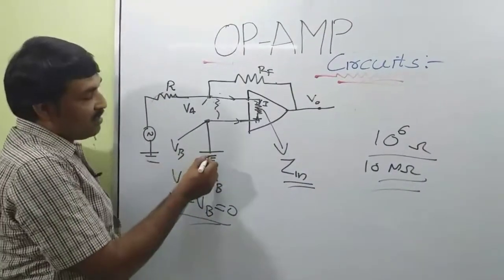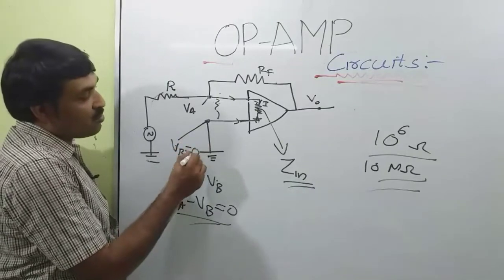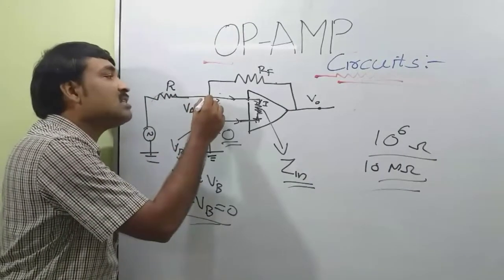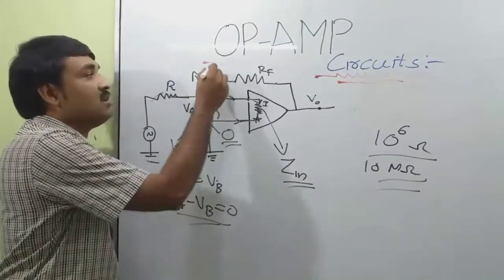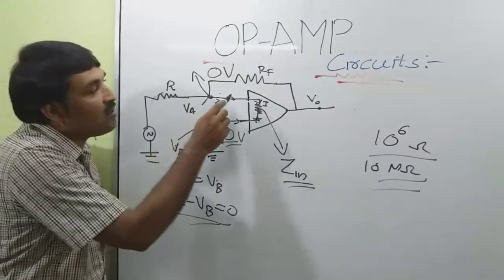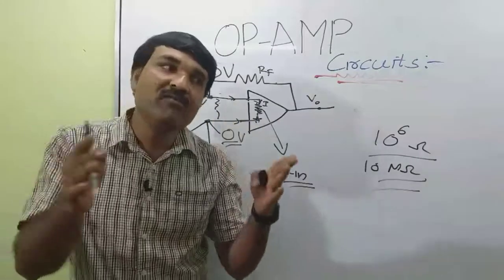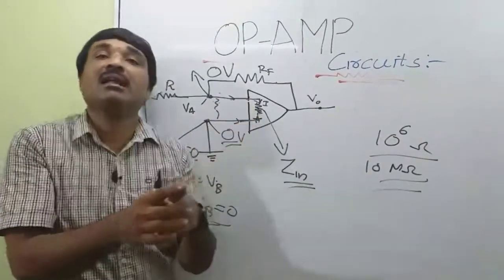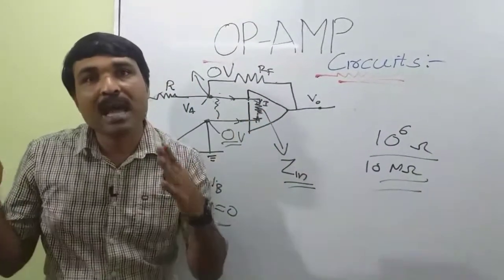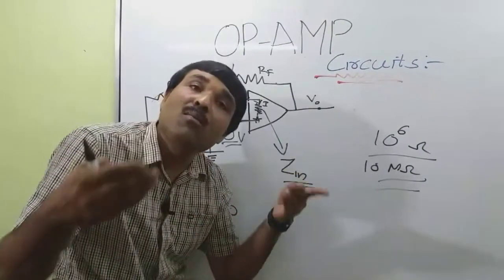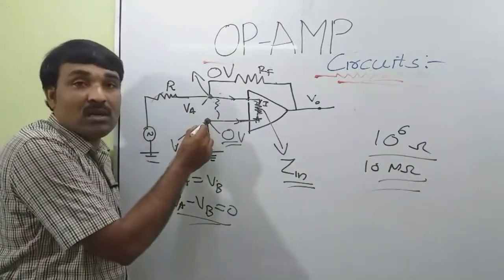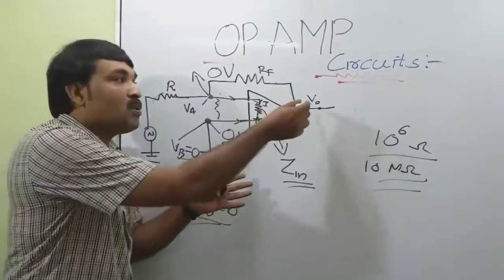Now I have grounded this point, so VB is equal to 0. So potential at this point is equal to 0. So by using the principle of virtual ground, potential at this point should also be equal to 0. So this is at 0 volt and this point is also at 0 volt. So no current will be drawn inside this terminal. No current will flow to this negative or positive terminal in the case of an op-amp. In the ideal case, this input impedance is infinity, or in practical case, this may be some 10 mega ohm or more. Then we simply apply Kirchhoff's current law for this node and also for this node. From that relation, we can find the output voltage.